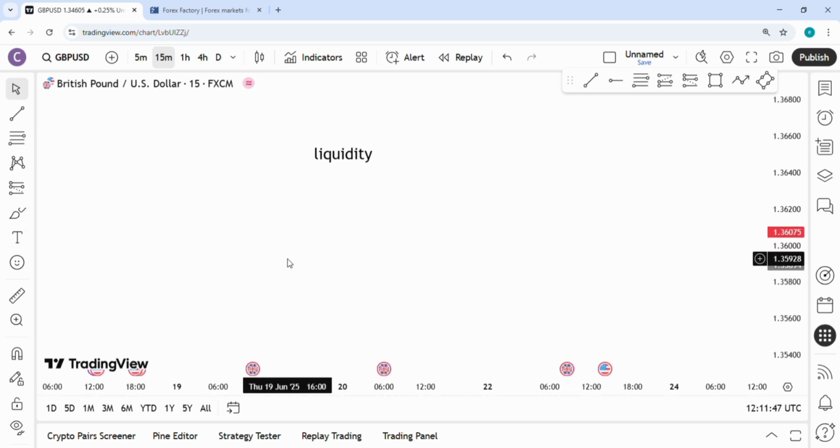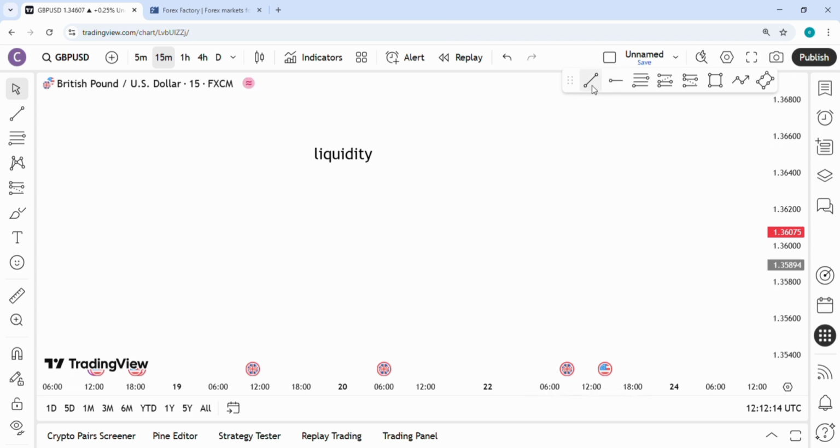Now, what is liquidity? Liquidity is where money sits in the market, as simple as that. The banks and institutions hunt for liquidity to be able to fill their massive orders. You understand? So this liquidity is hidden above equal highs, below equal lows, at trend line breaks, supply and demand zones, support and resistance, anywhere. Liquidity is being hidden at any particular place in the market. Now, I'll be using an illustration to show you what I mean.